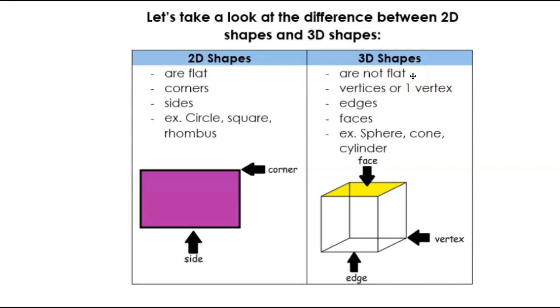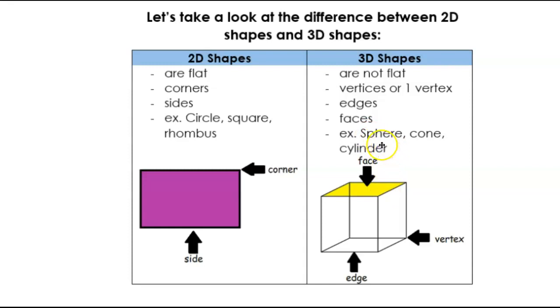3D shapes are not flat like 2D shapes. They're solid, or they have mass. You can pick them up and really feel them. It's not like a piece of paper. Instead of corners, you're going to call these areas where the edges meet a vertex, or if you have more than one, vertices. You have edges, so instead of a side, we're going to call these areas where the faces meet edges. They're kind of like the lines on the side of each shape. And then the flat areas are called faces.